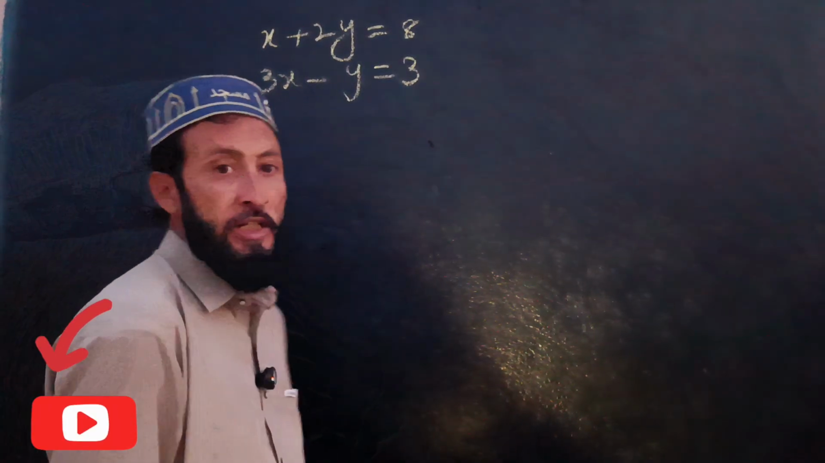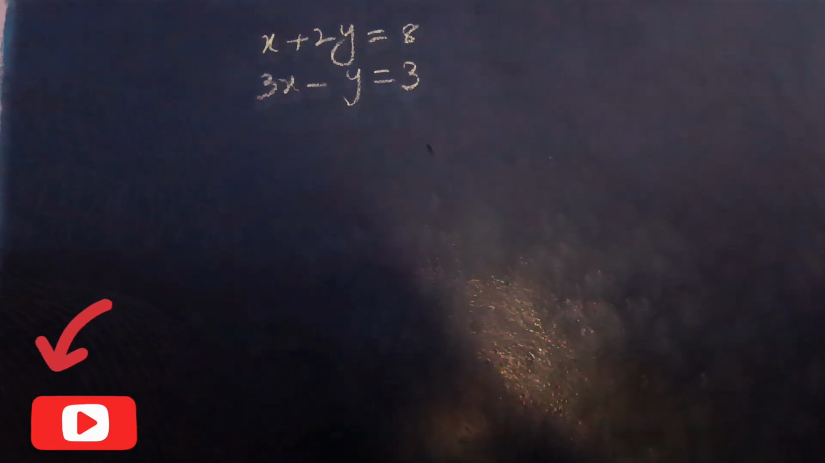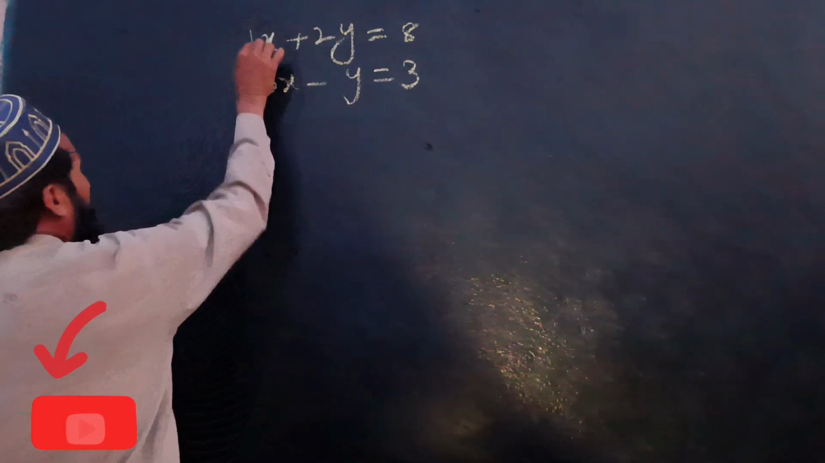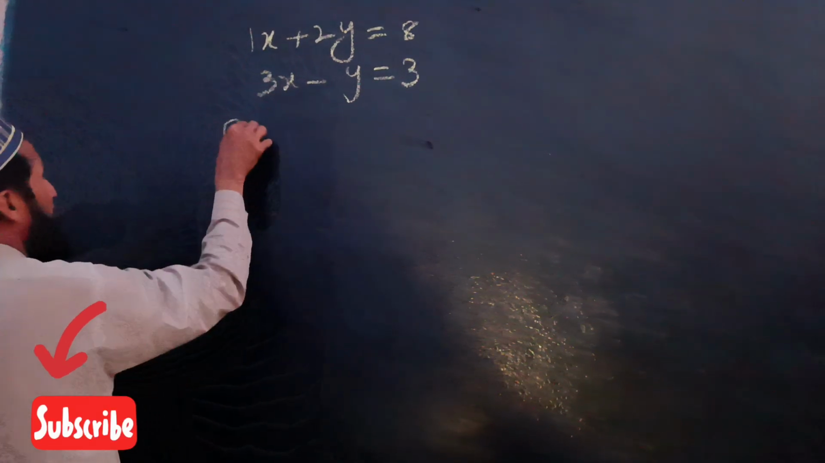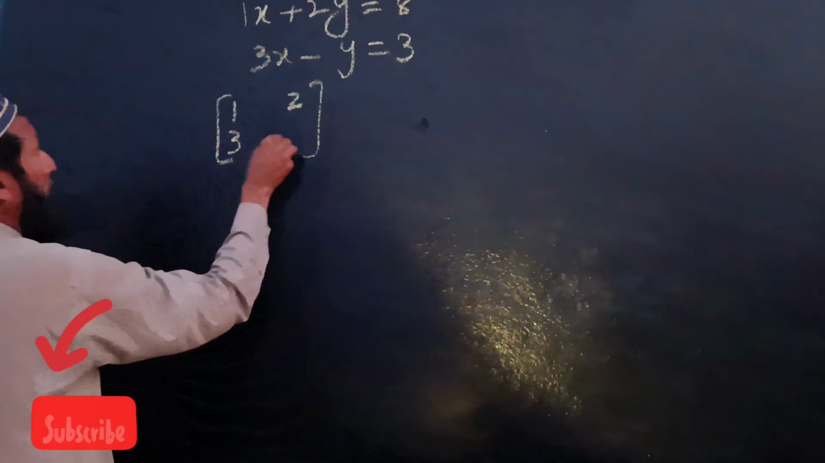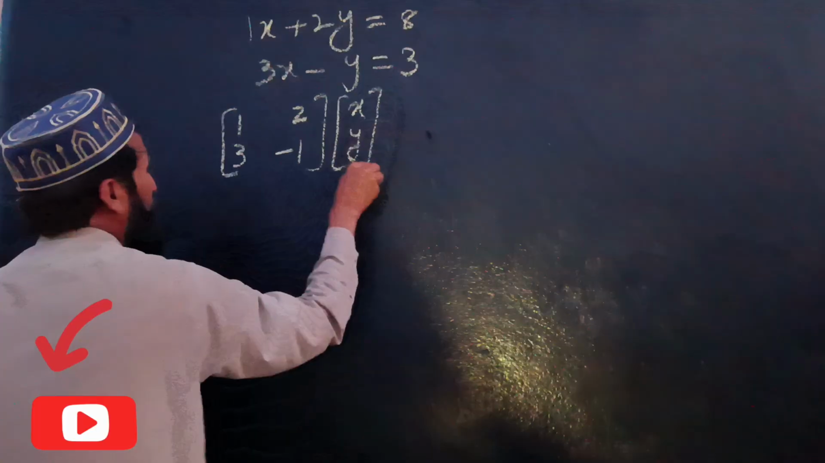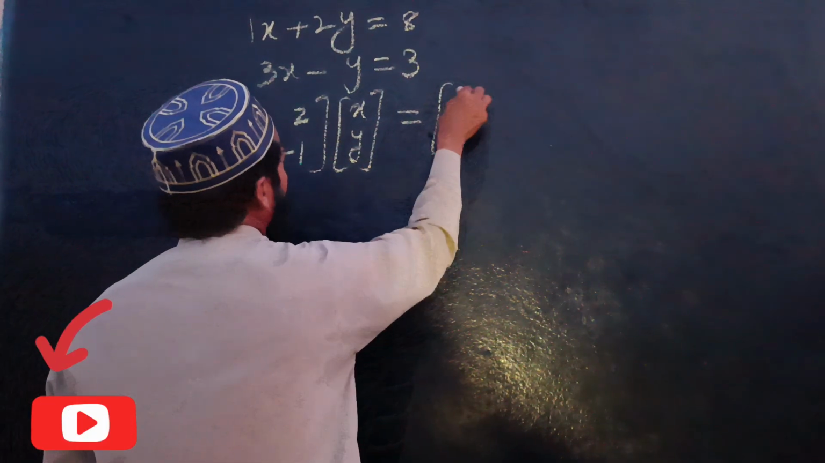So first of all, we write the given system in matrix form. In matrix notation, how can we write it? We write the coefficients of each variable x and y. In the first equation the coefficients are 1 and 2, similarly 3 and minus 1, and we write the variables x and y, equal to 8 and 3.